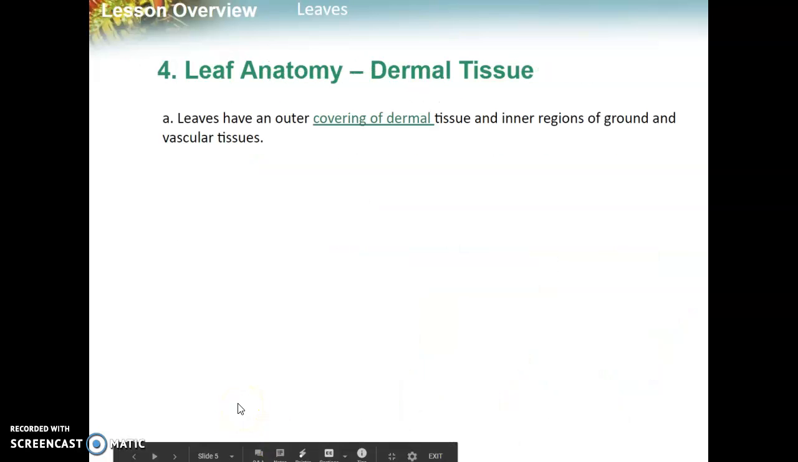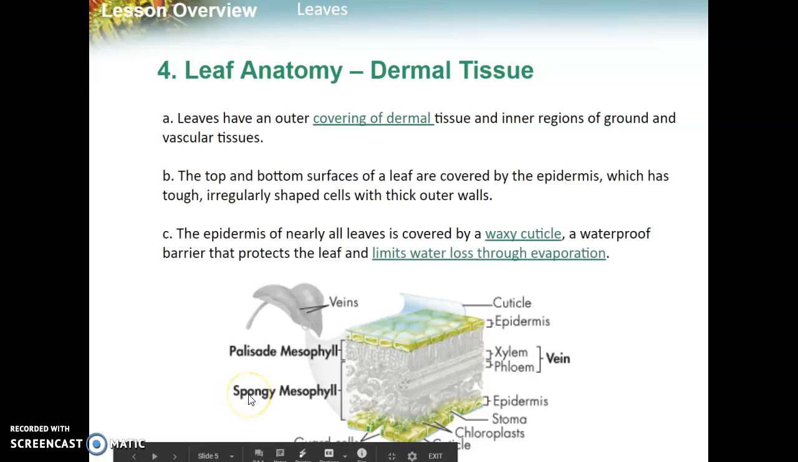So today we want to talk about leaf anatomy, and we're going to talk about the three kinds of tissues that leaves have. Dermal tissue, ground tissue, and vascular tissue. So first off, let's start with dermal. I want to show you the picture down here.